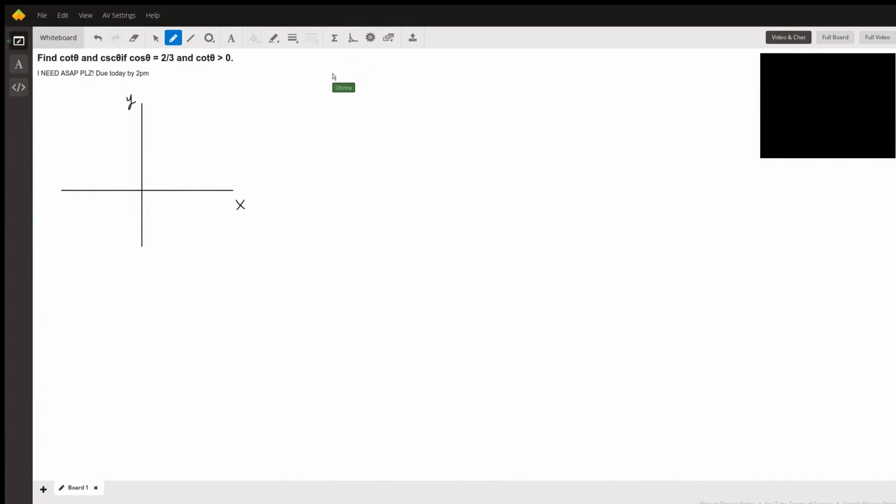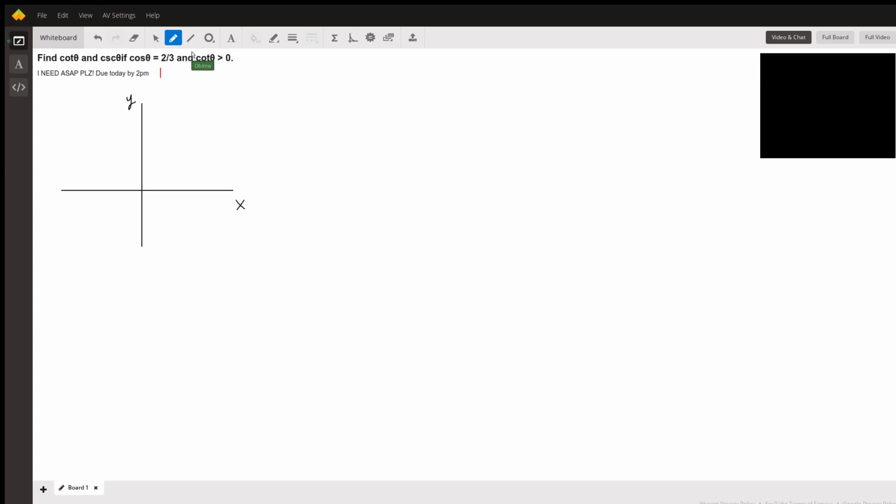Okay, so we're going to find the cotangent of theta and the cosecant of theta if the cosine of theta is 2/3 and the cotangent of theta is greater than 0, or positive. All right, so first things first, you see I have my XY coordinate plane graphed already. And what's important here is the fact that the cosine is positive and the cotangent is positive.